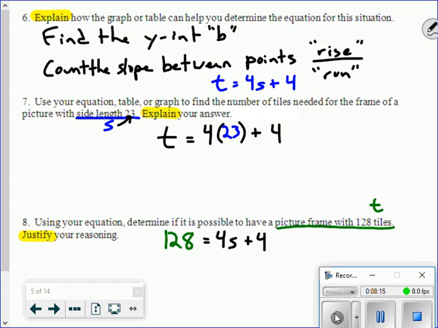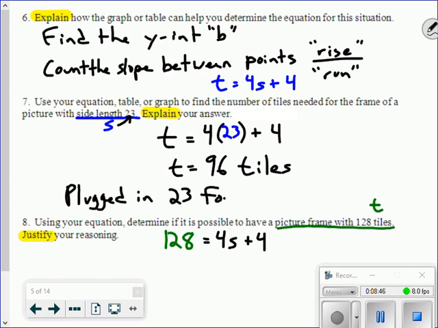All right, so in number 7, they want me to plug in 23. So you're more than welcome to type all that into your calculator. And I got 96 tiles. This says to explain my answer. Every time it says explain, I have to use words.